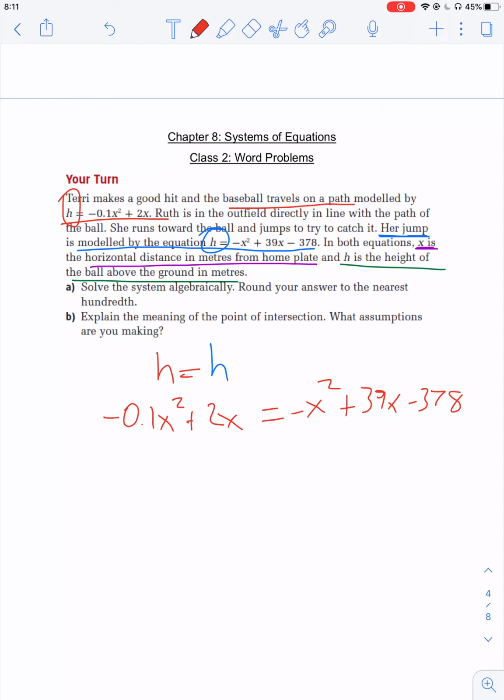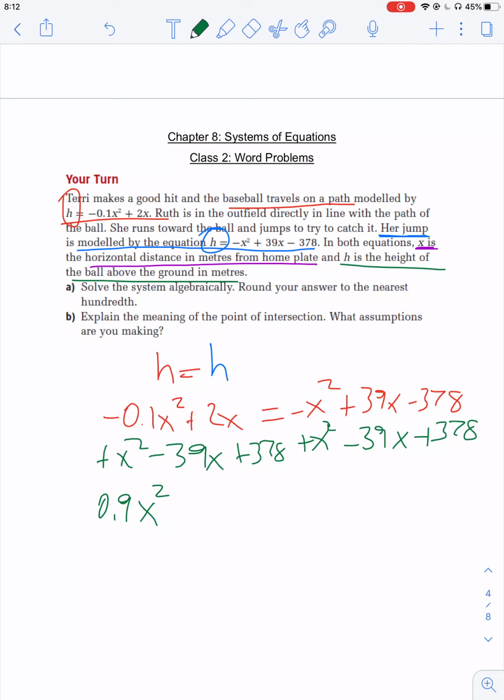So that means I need to do the opposite, right? So I'm going to do plus x squared, minus 39x, and then plus 378. And then just combine your like terms together, okay? So 1 minus 0.1 will just give me 0.9x squared. And then 2 minus 39, right? That's minus 37x, and then plus 378 is equal to 0.